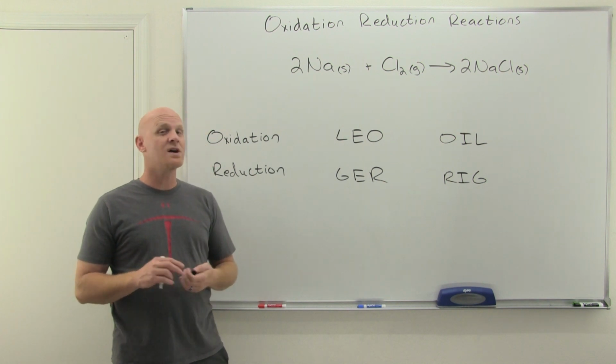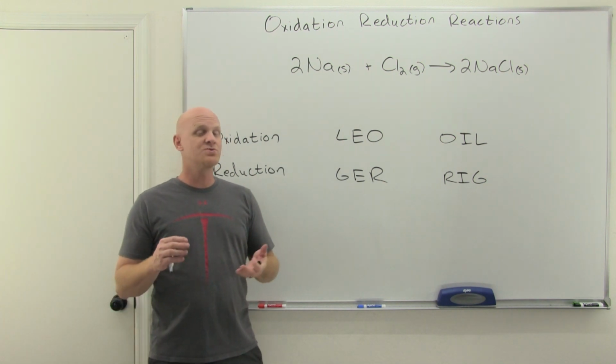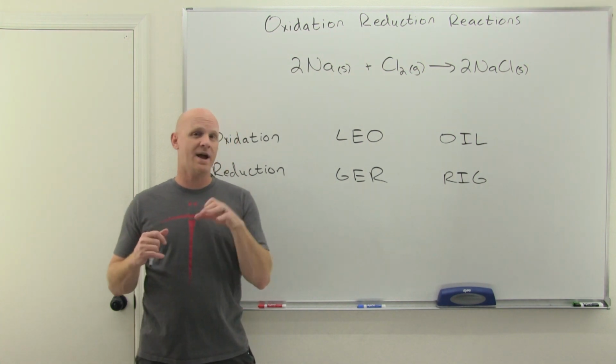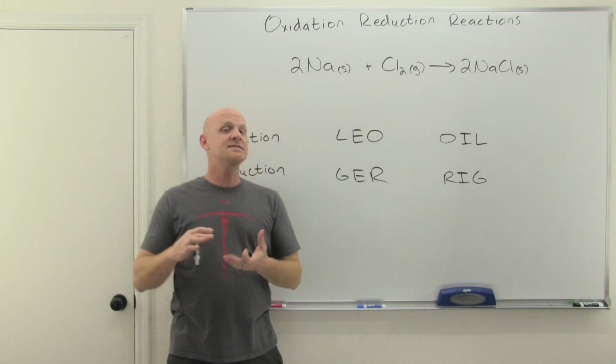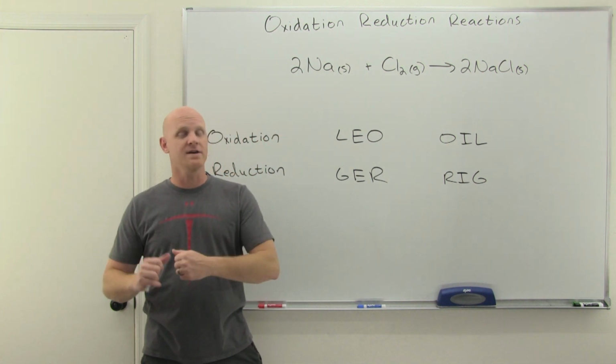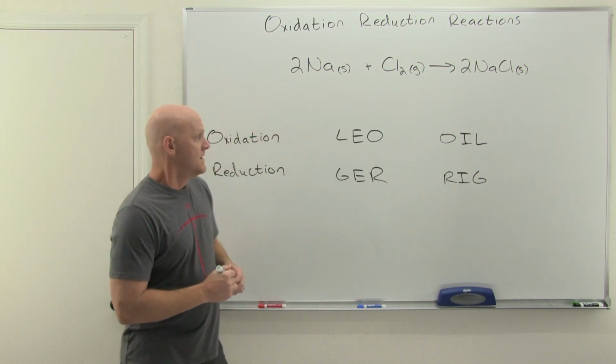So again, oxidation is the loss of electrons, reduction is the gain of electrons, and the reason we keep track of this is, again, these redox reactions are electron transfer reactions. One species is going to transfer electrons to another species, and the species that lost the electrons got oxidized, and the species that gained the electrons got reduced. So let's take a look at this.